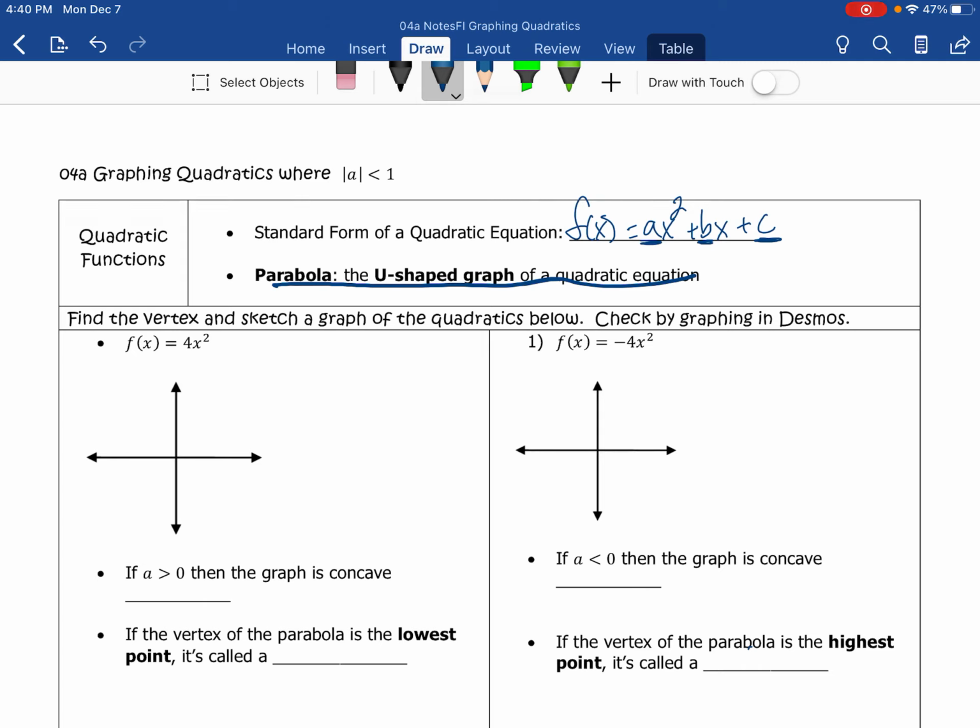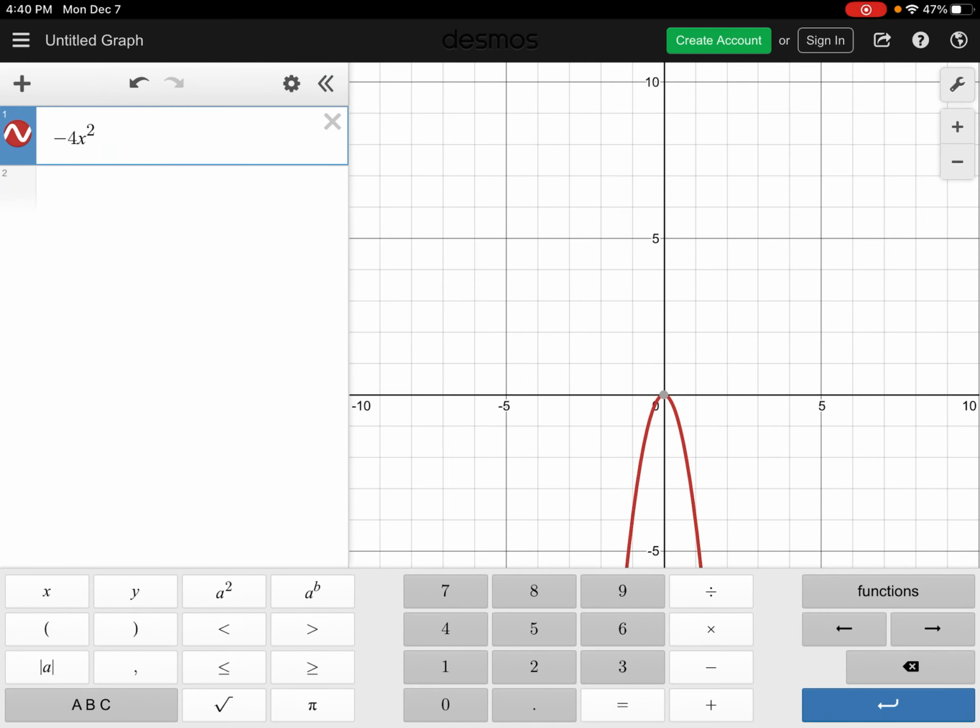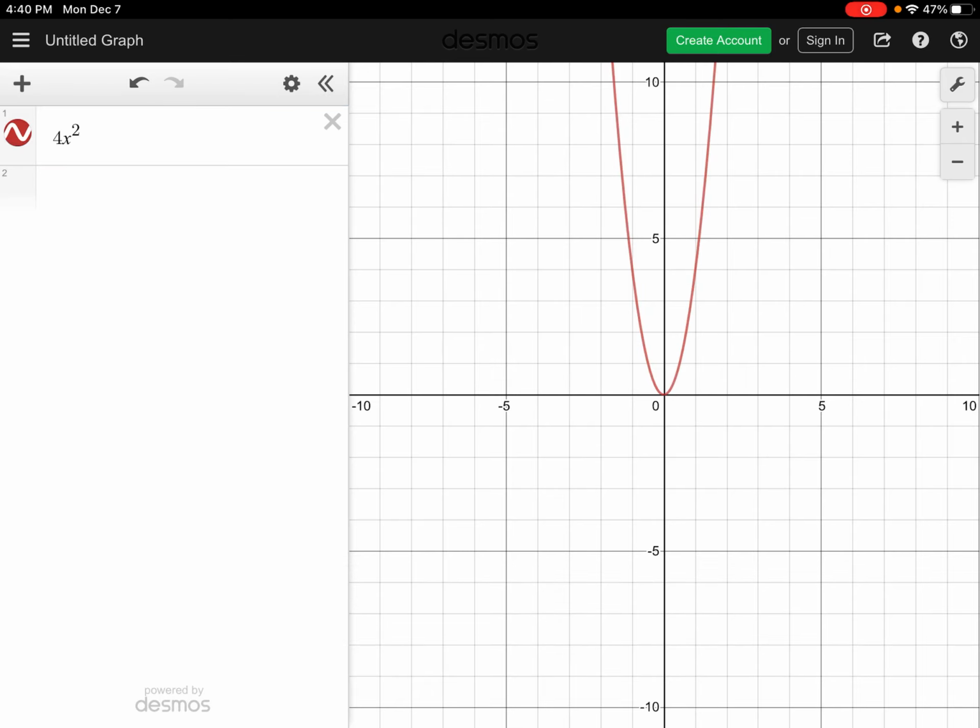Okay, it says find the vertex and sketch the graph of the quadratics below. Check by graphing in Desmos. We don't have to check by graphing in Desmos. I'm just going to graph these in Desmos really quickly so you can see the shape of these. So we have 4x squared, negative 4x squared. So we have our 4x squared, it looks like this.